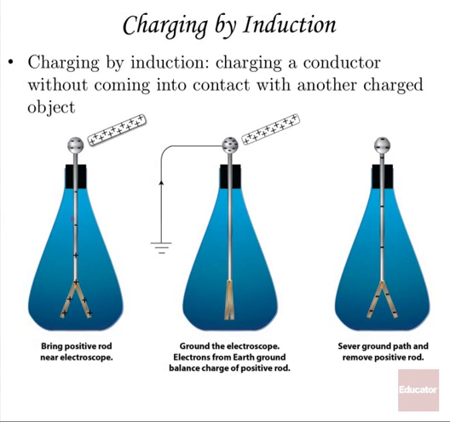So if we start off with a neutral electroscope here and bring a positive rod near it, the electrons all want to gather near the positive charge, opposites attract, leaving a net positive charge down near the leaves of the electroscope. They'll spread apart.